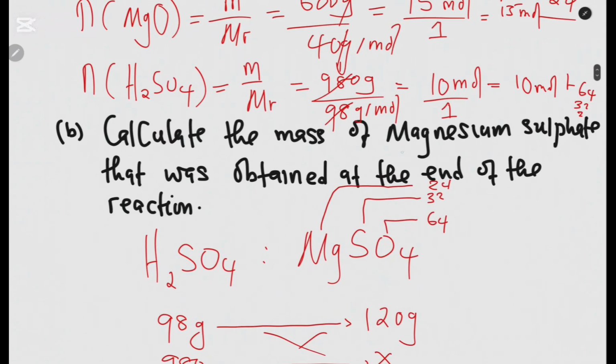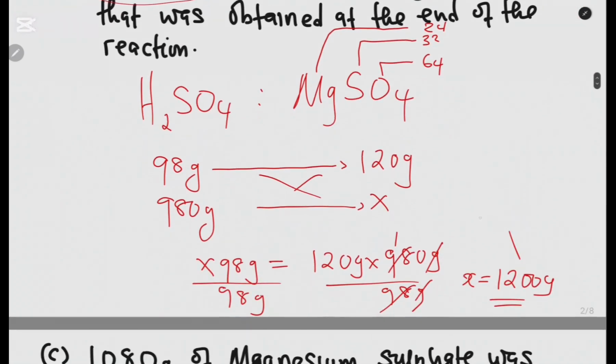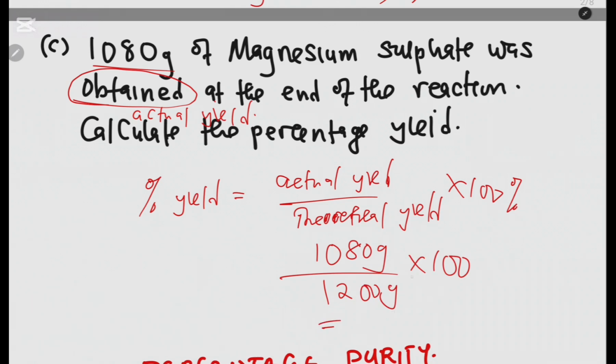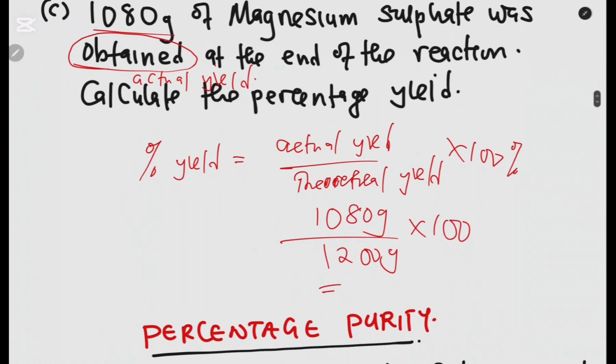Now look at question B. Calculate the mass of magnesium sulfate. Here what did we do? Calculate. So the calculated mass is called what? This is called the theoretical yield, the calculated one. Then obtained is called the actual yield. So therefore we are going to use 1080 gram divided by 1200 gram multiplied by 100. What are we going to have here? After calculating, we are going to have 90% as the percentage yield. So that is how you work it out. I guess up to this point we do not have a problem.